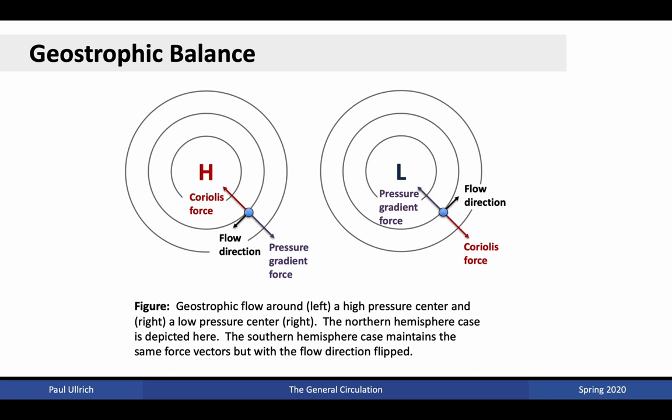The Coriolis force must act to balance the pressure gradient force for the flow to be in geostrophic balance. Consequently, the flow direction must be to the southwest, and the Coriolis force then points to the northwest.